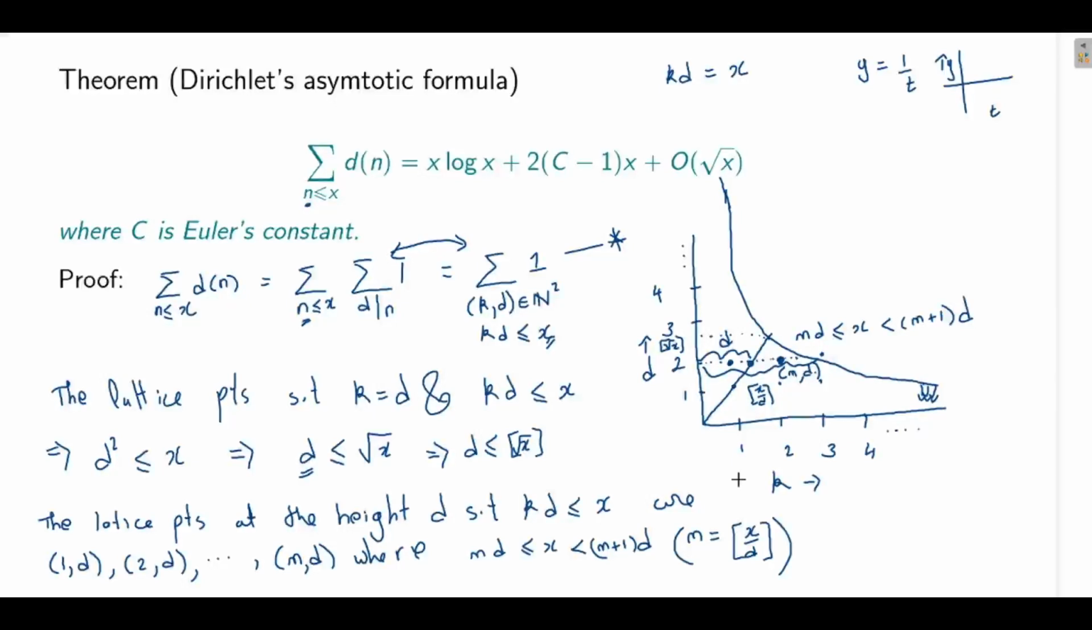Go through the idea properly. The idea is the most critical. We are converting this, we are counting something else at the end. We are counting the lattice points below the curve xy equals x. That is what we are doing. Use the counting technique and try to do things on your own. That's the way you would get this.